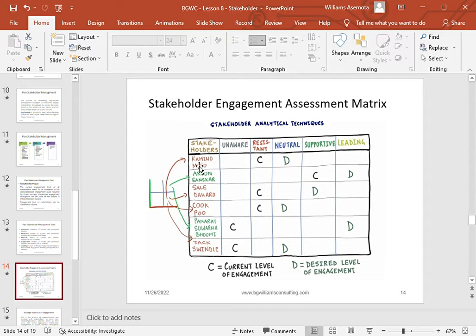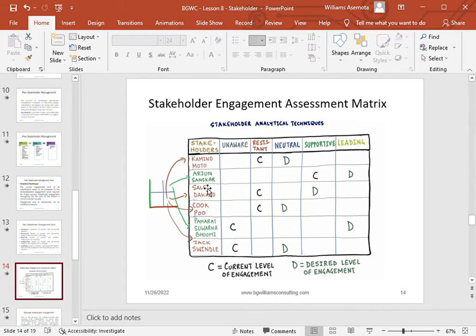You can see Camino. The desired level of engagement according to the plan is that he should be neutral. But you can see that when you started discussing and engaging him in the project, sending reports, letting him know how the project is going, he became resistant. So currently, as the project has started, he is resisting the project from succeeding.